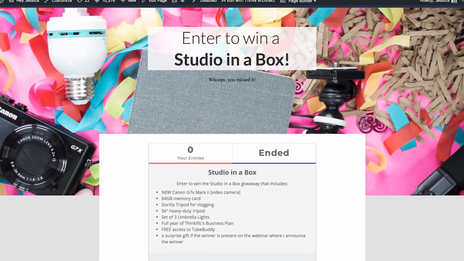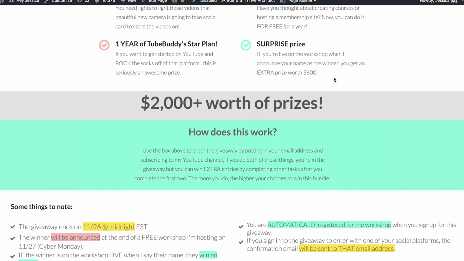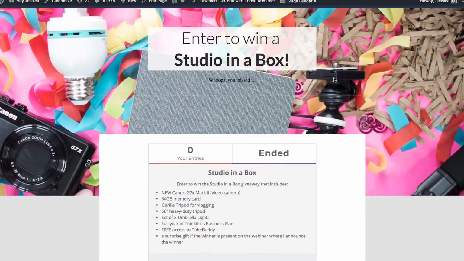Also, because I'm such a big proponent of making everything pretty, I embedded the Gleam.io form on my own website so that I could just send people to jessicastansberry.com/giveaway, and it would go straight to a page that was branded, that looks like my website with the giveaway entry form on it. So that was really all I used.